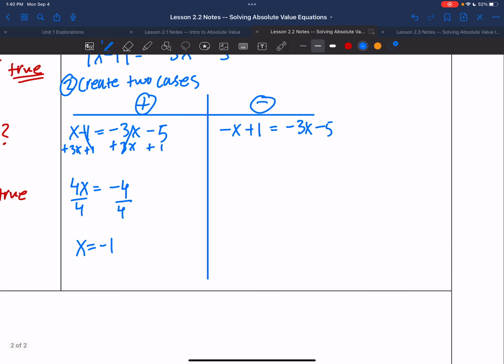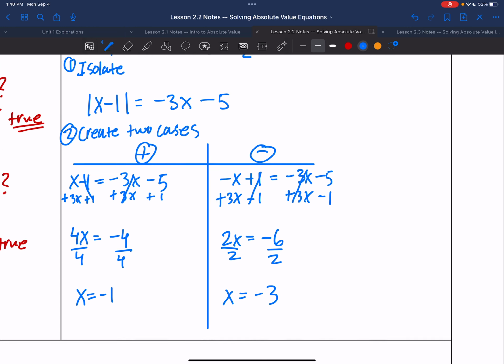Okay, now on the other one, let's try this. Let's add 3x to both sides, and we'll subtract 1 from both sides this time. So these cancel out, these cancel out. I get negative x plus 3x is 2x, and negative 5 minus 1 is negative 6. So then I'll divide by 2 on both sides. I get x equals negative 3.